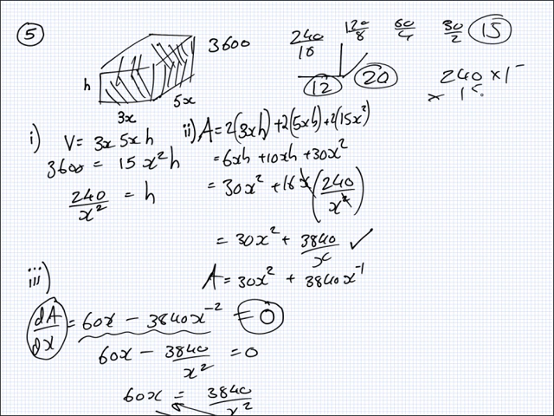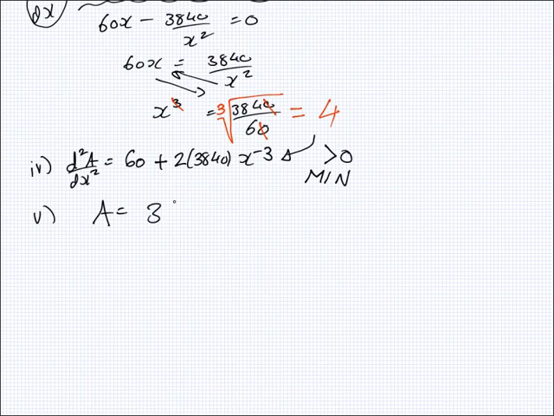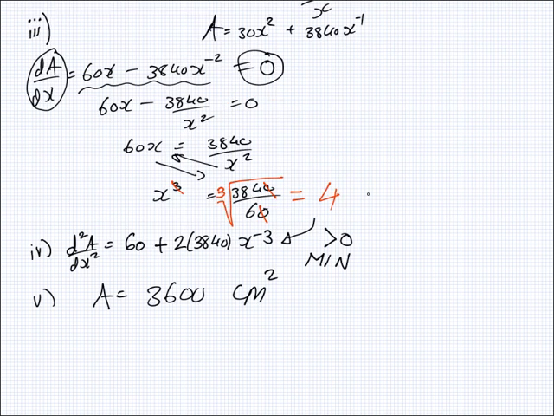Is it 3800? 12 by 20 by 15? It's 12 by 20 by 15, yeah. It's 36. Oh, I did it too quickly. 36? Yeah. 3600 centimeters squared. I suppose that previous answer would have been centimeters.